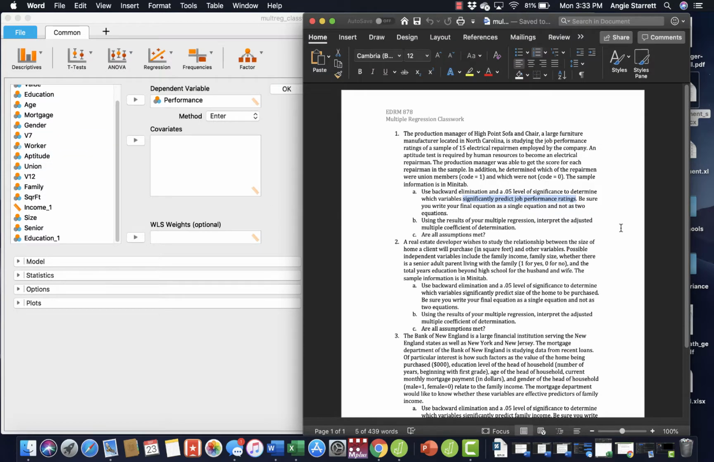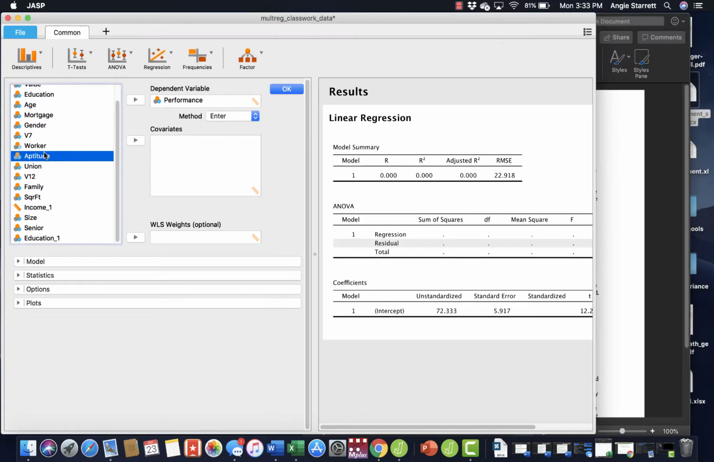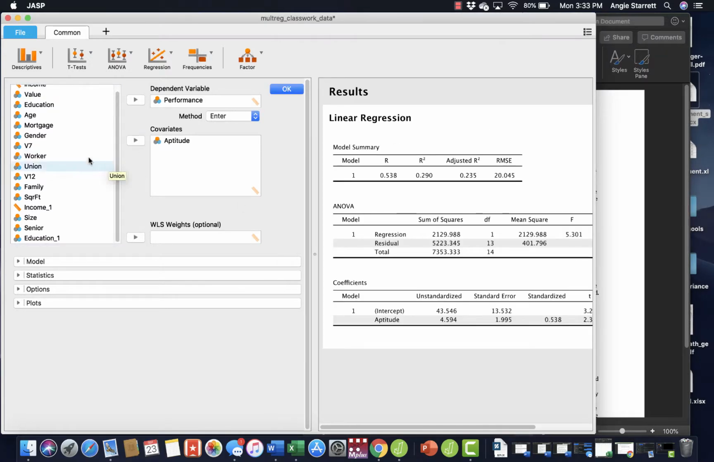All right, so what do you guys think about that? Are we going to put aptitude and union in? Hopefully you're saying, oh, Angie, we got a problem. So we are actually only going to put aptitude in. Why? Because union is a categorical variable. Even though it's coded as 0, 1, a 1 stands for in a union, okay?